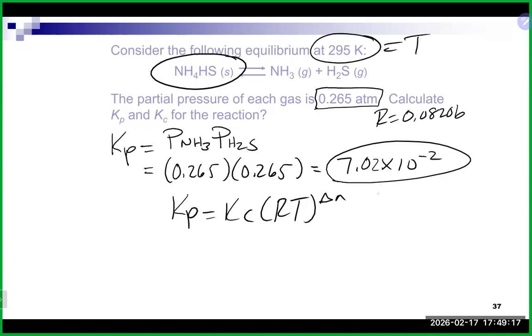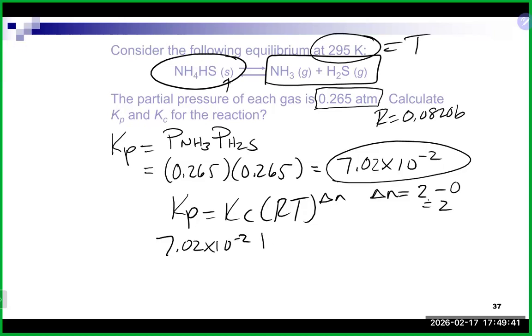So we want to do our delta n in this case. We take the moles of gas on the product side, and that's one of each, so that's 2 minus 0. Once again, that is a solid. That gives us a delta n value of 2. At that point, I think we've got everything we need. I got a Kp of 7.02 times 10 to the minus 2.